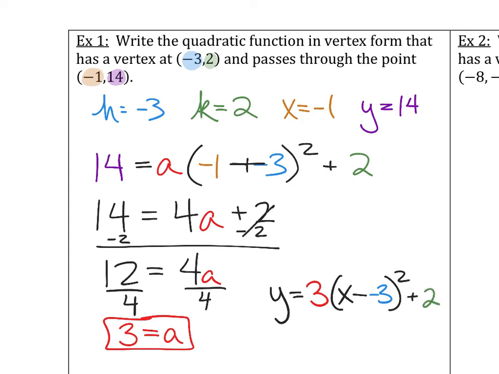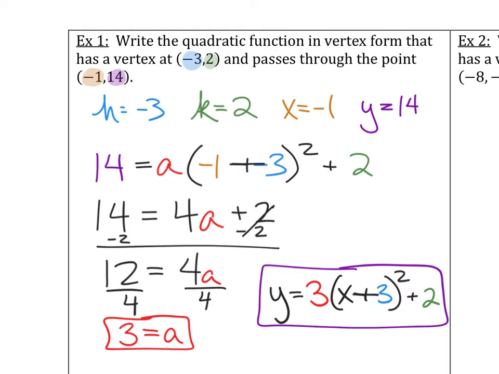And just before I finish this up, just to clean it up a little bit, I've got that minus a minus. What happens there? That's a big add sign. Okay, cool. And fabulous. That is the vertex form that passes through the coordinate point negative 1, 14 with the vertex at negative 3, 2.